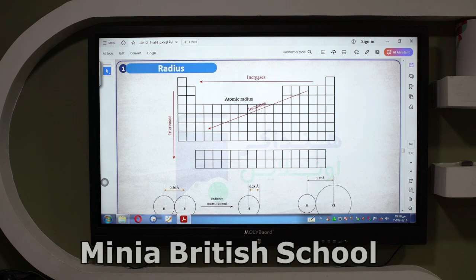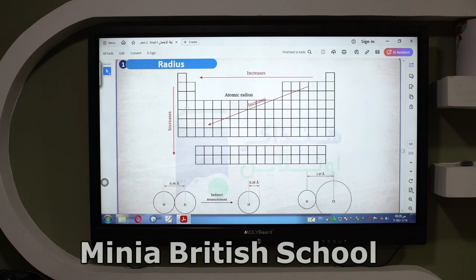Radius increases in the same group and decreases in the same period from left to right, okay. But from right to left it increases. To make it easy, we say that it increases in the group and decreases in the period, because the period begins from this side, okay.